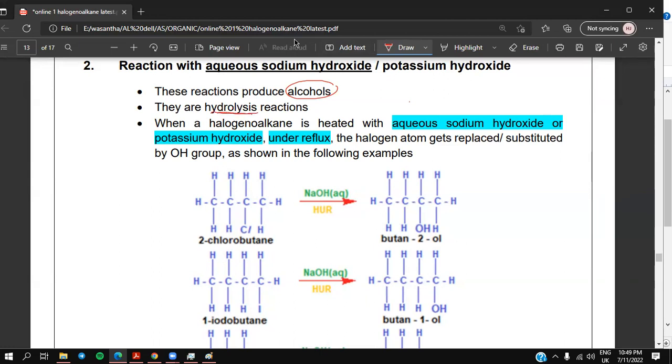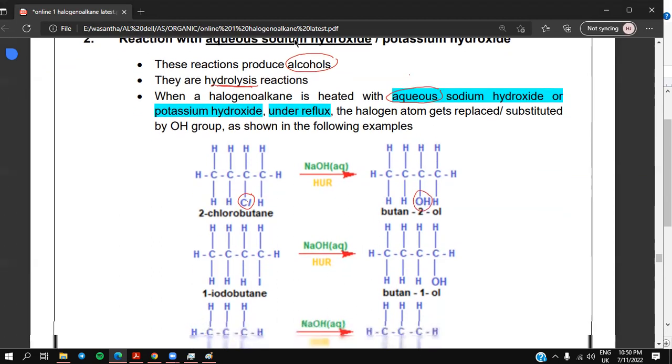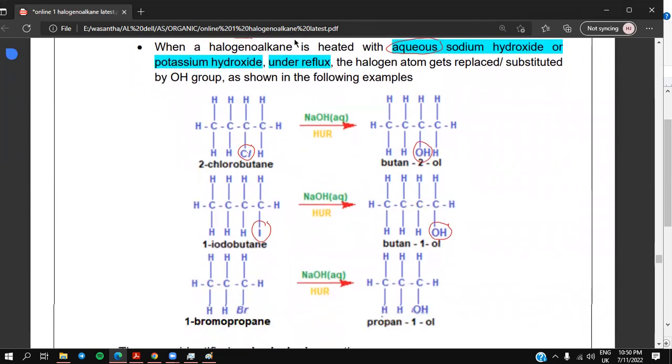When a halogenoalkane is heated with aqueous, remember, aqueous sodium hydroxide or potassium hydroxide under reflux, the chlorine atom goes out and an OH comes into that. See, chlorine has been removed and OH has come in that place. In the second one, we have iodine. This iodine goes out and OH comes in. In the next one, we have bromine. This bromine goes out and an OH comes in.